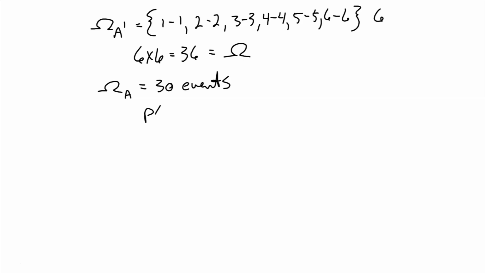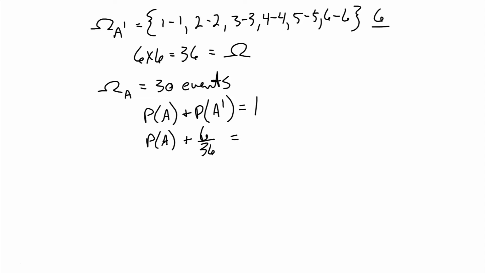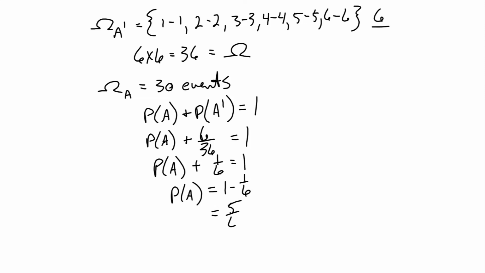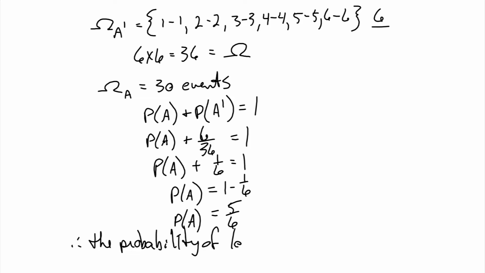Using our understanding that the probability of A plus the probability of its complement is equal to 1, we know that we've got 6 out of 36 as the complement. So the probability of A plus the probability of the complement, which we said is 6 out of 36, is equal to 1. Probability of A plus 1 out of 6 is equal to 1. Therefore, the probability of A is equal to 1 minus 1/6, which is equal to 5/6. Therefore, the probability of landing on two different numbers is 5 over 6.